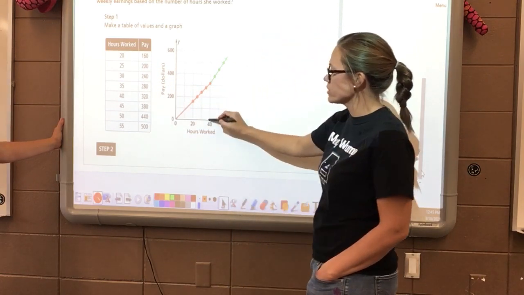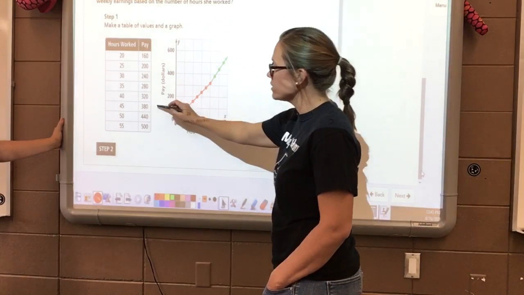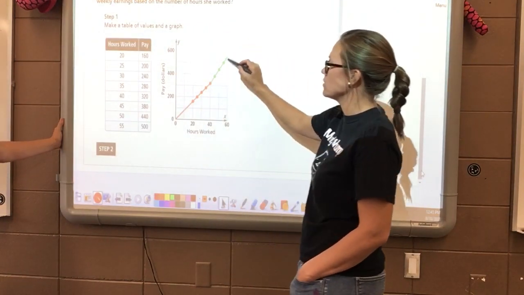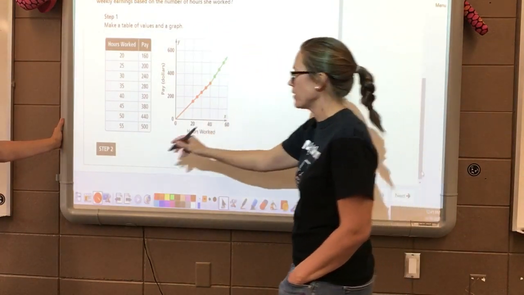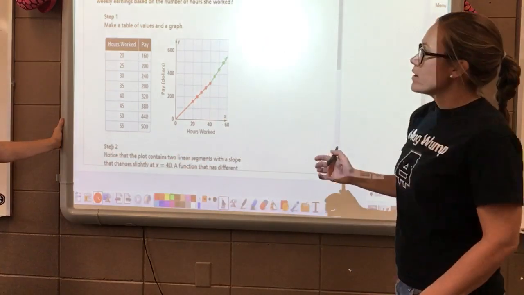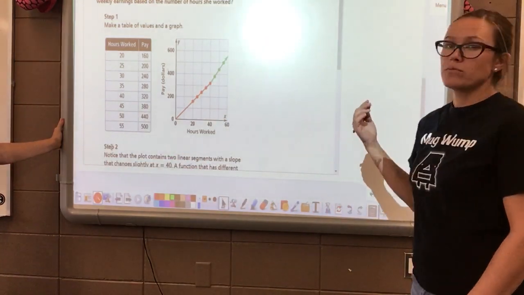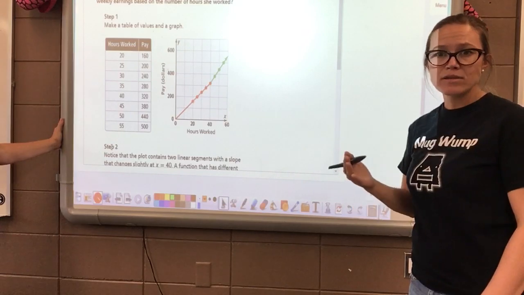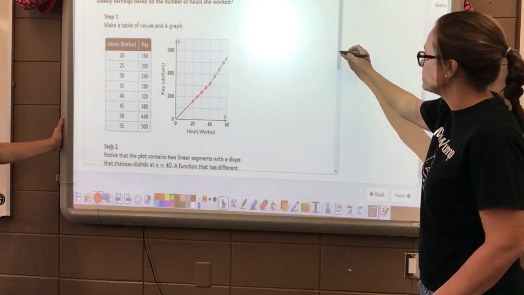And so that's the orange section of our graph. When she gets down here, that rate has changed, and so you can see the green line is a little bit steeper. So step one was make a table. You should do that by hand and write it out somewhere in order to make the graph.